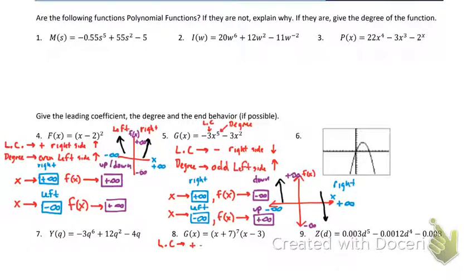And what does that mean for the right side? That means my right side is going up. So let's sketch this really quick. Okay, we'll do a little small graph down here. So my right side's going up. Okay, now let's talk about the left side. So the left side is the degree.